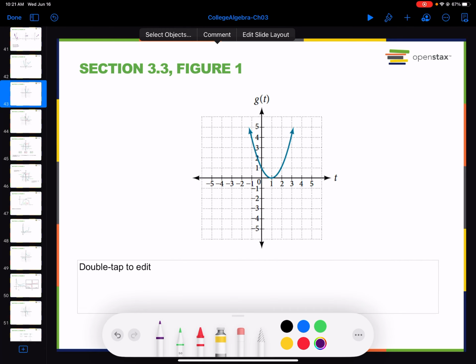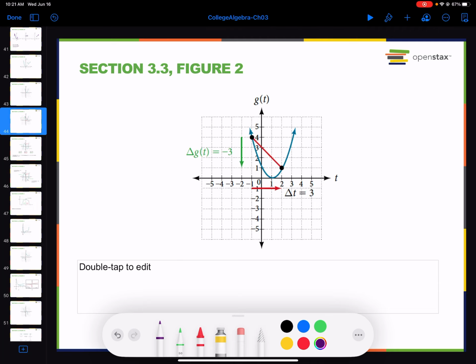Right, in this next section, we're going to be talking about rates of change and the behavior of graphs. So this first slide, we're looking at the average rate of change. What you want to do is look at the horizontal distance and the vertical distance between whatever points you're looking at. In this case, it's wanting us to go from -1 to 2.